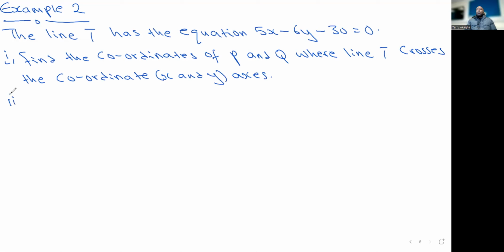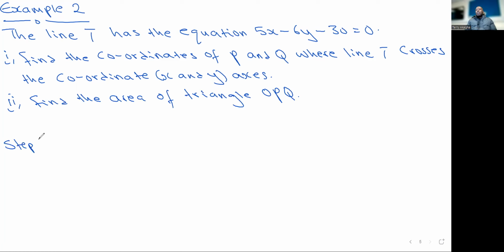Okay. And number two, we want to use Heron's formula now. So we want to find the area of triangle OPQ. So the first thing, step one, is that we have to find the sides A, B, C. We're already told that this line intercepts the Y and X axis. So we know that at X-intercept, Y is equal to 0.